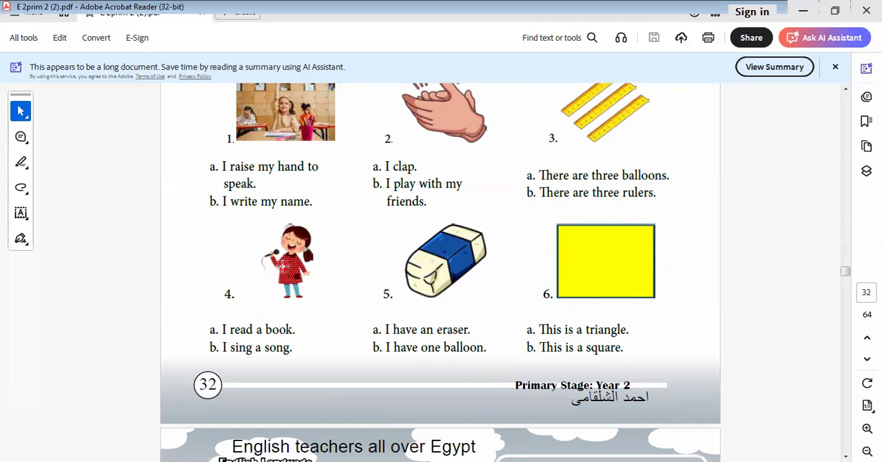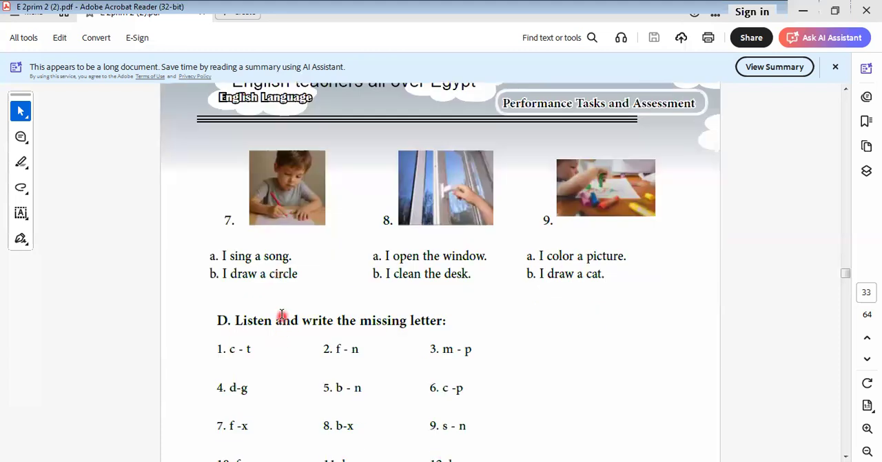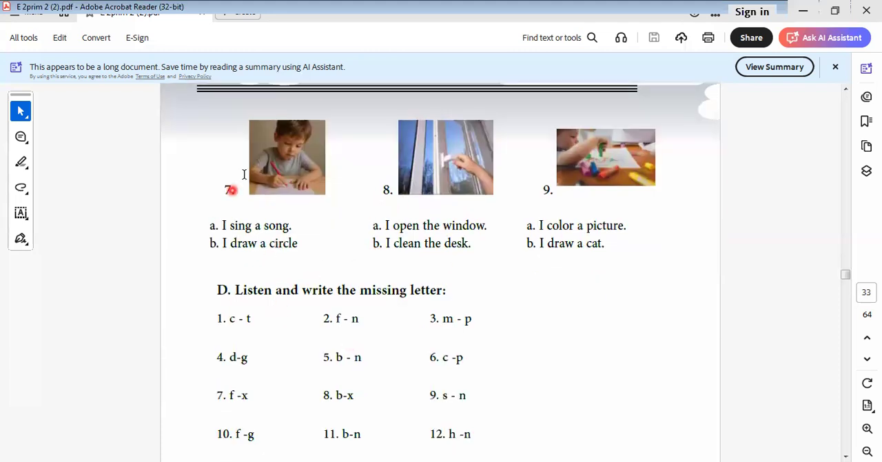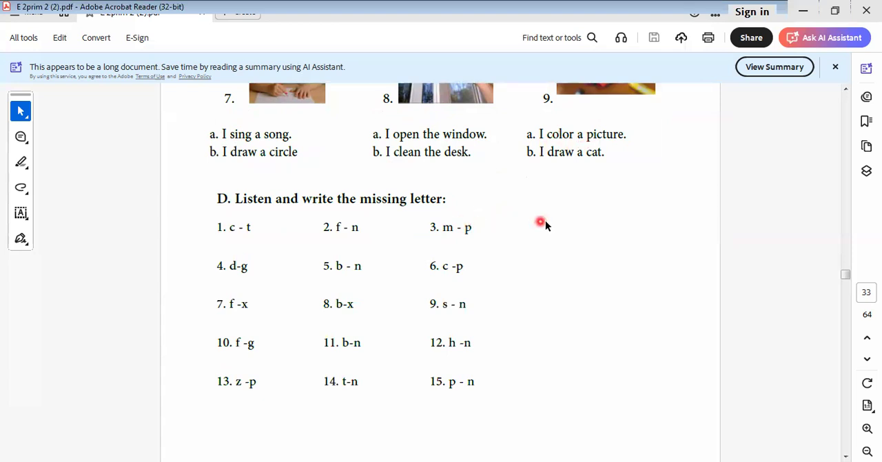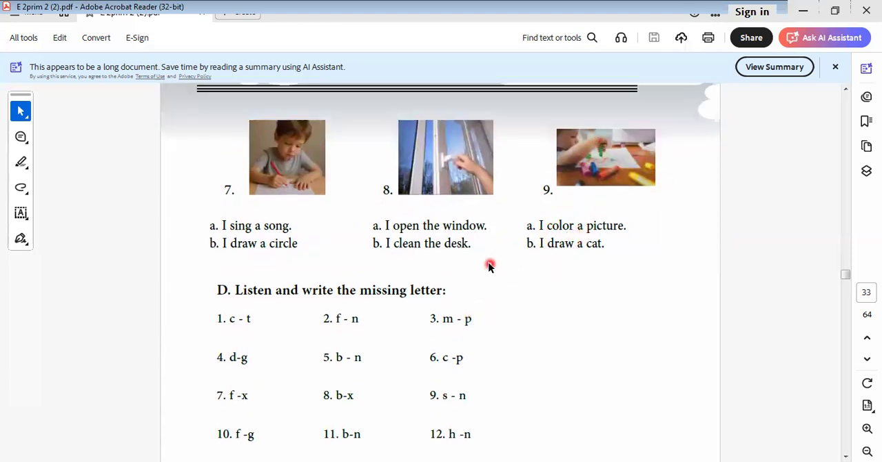What is this girl doing? She is singing a song. So the answer will be I sing a song. Let's go to another one. What is this boy doing? I draw a circle. So I select this one. What is this girl doing? Open the window. So I select this one. What is this child doing? I color the picture. Here, coloring the picture, not drawing a cat.